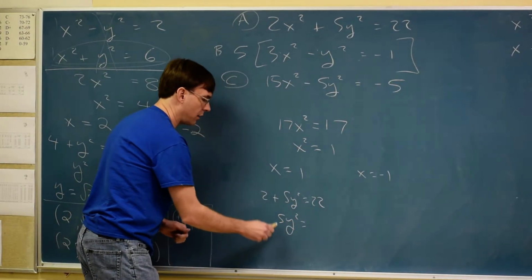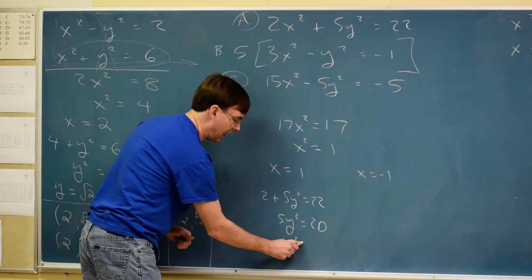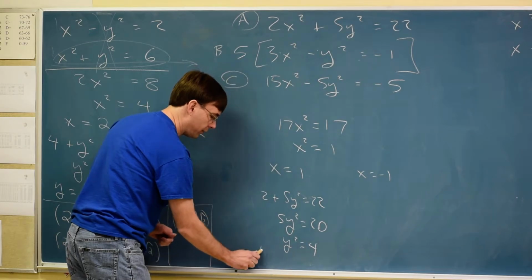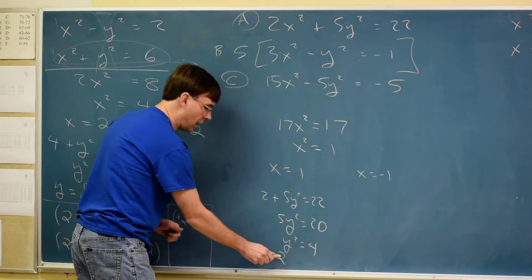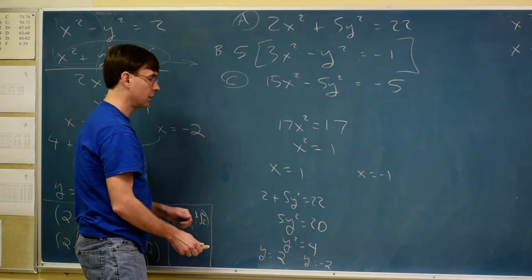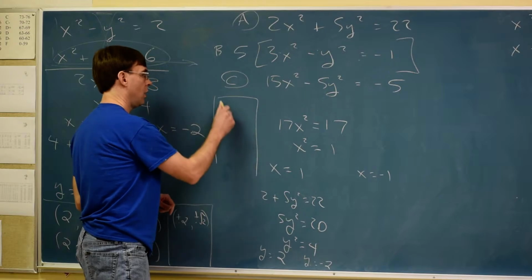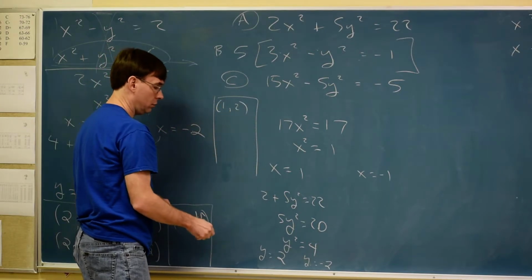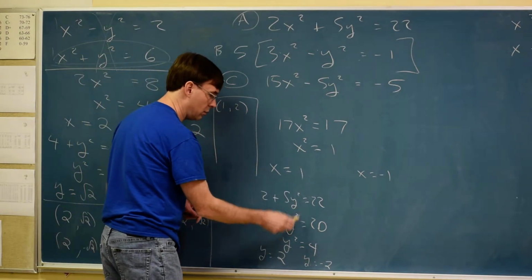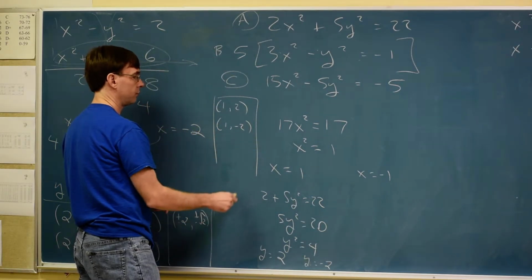To get the y squared alone, I'd subtract 2 from 22. I'll divide by 5 to get 4. When I do the root, it's not just 2, it's also negative 2. So I just located myself 2 answers. 1 could lead me to 2. This 1 led me to 2. 1 also led me to negative 2.